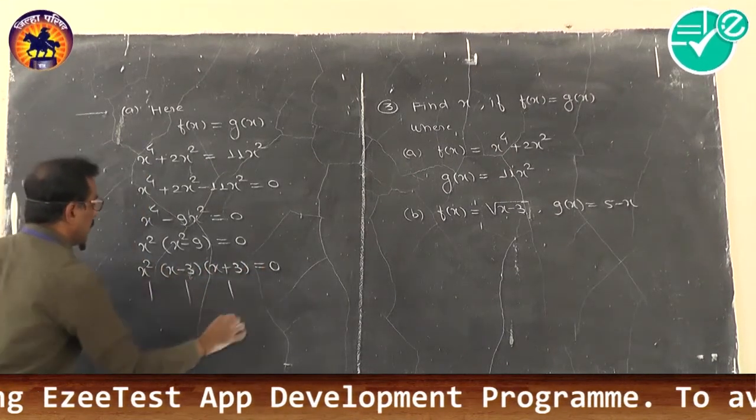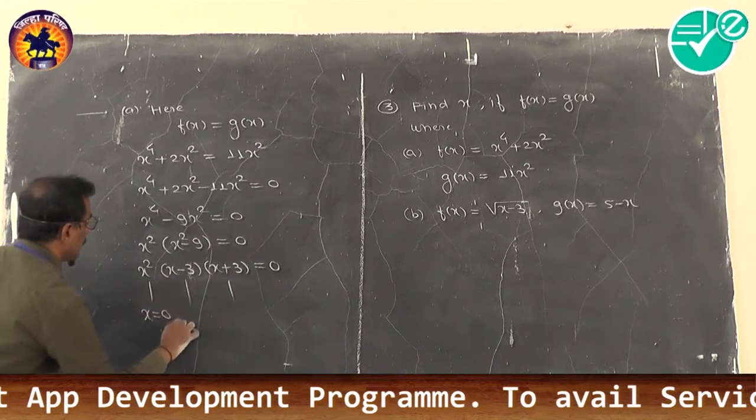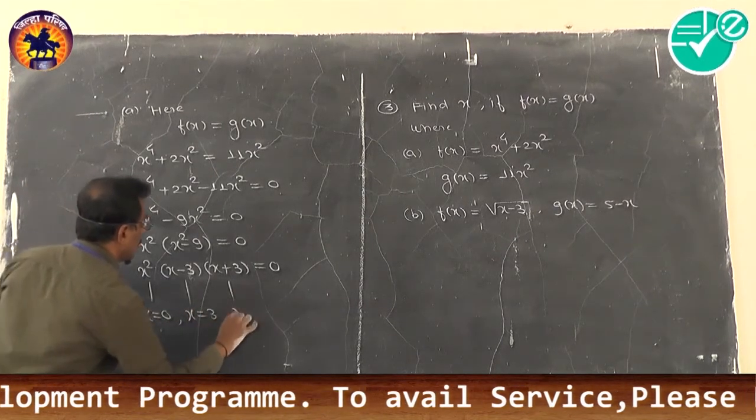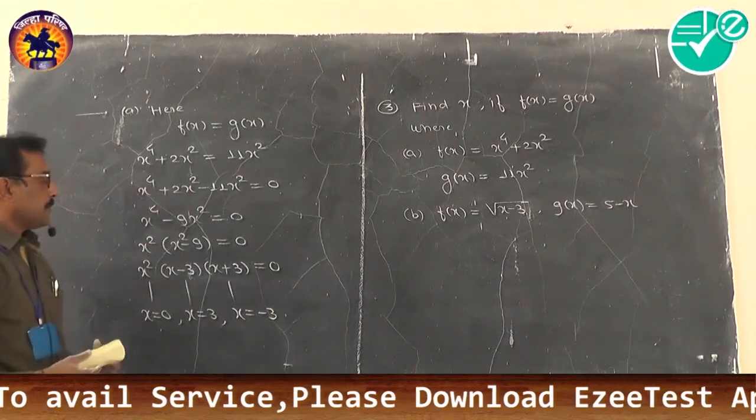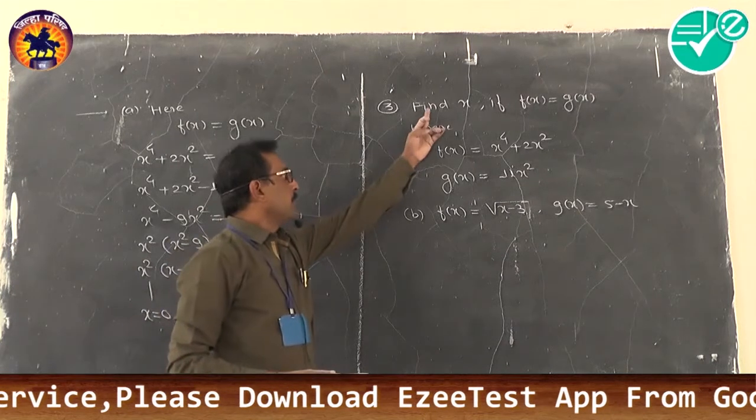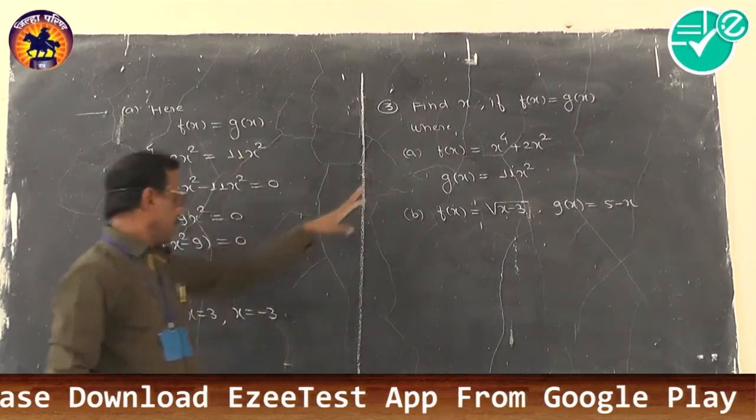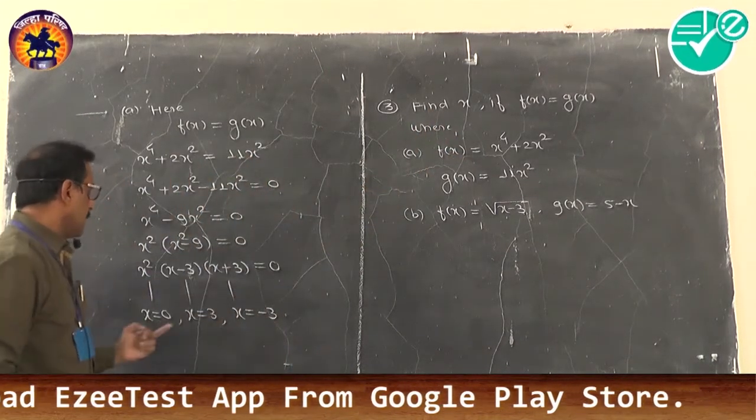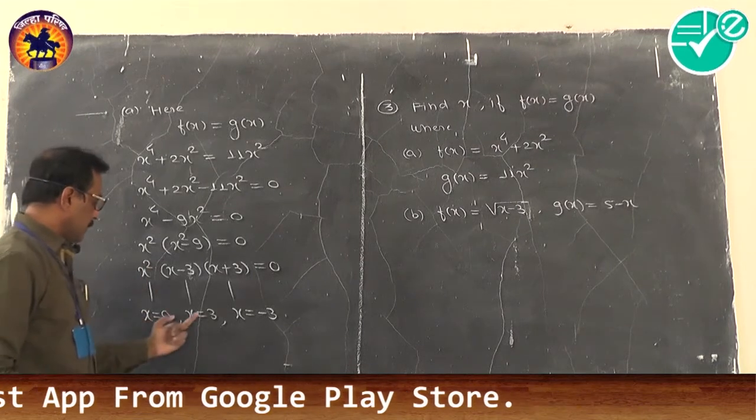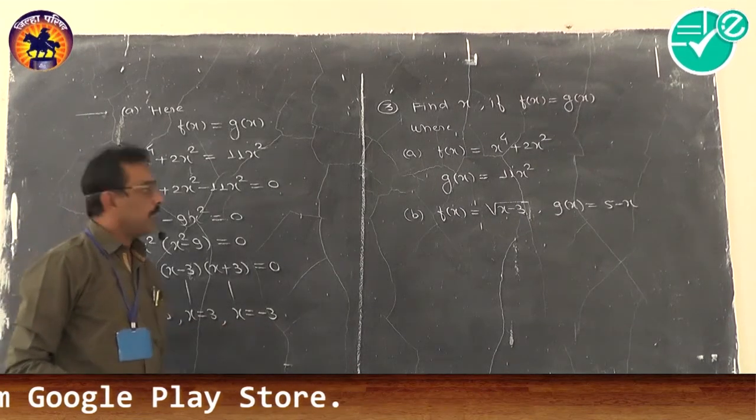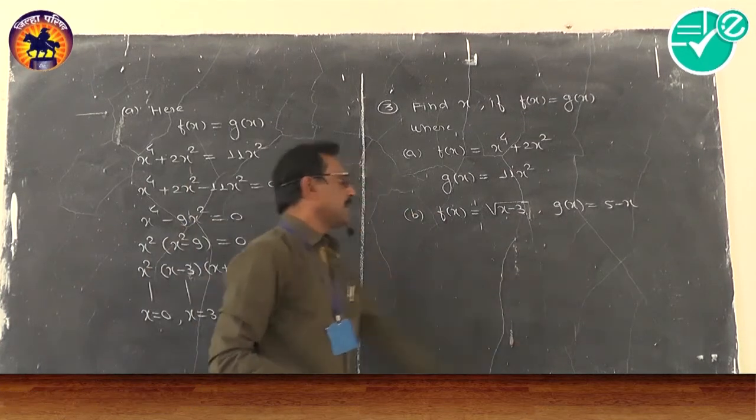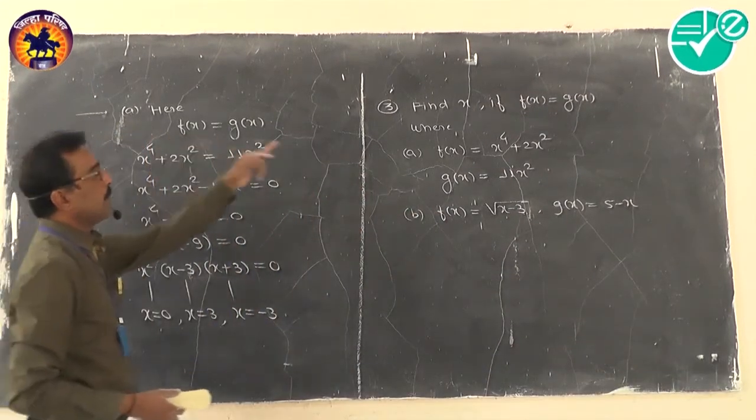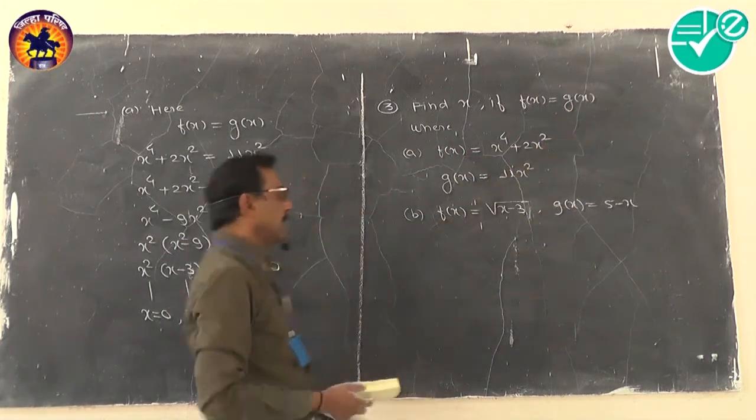So we are getting three values. From the first it is x equal to 0, from the second it is x equal to 3, and from the third it is x equal to minus 3. So what is the question here? Find x, and we are getting the values of x here. x has three values: x equal to 0, x equal to 3, or x equal to minus 3. Now coming to the second question, f of x and g of x are given, and the condition will be the same. What is that condition? f of x equal to g of x.